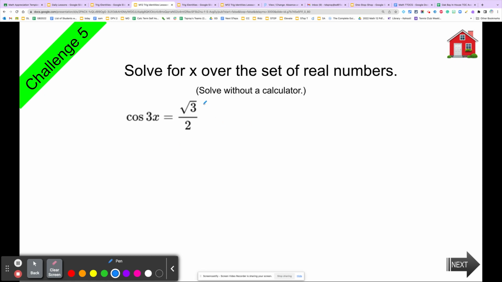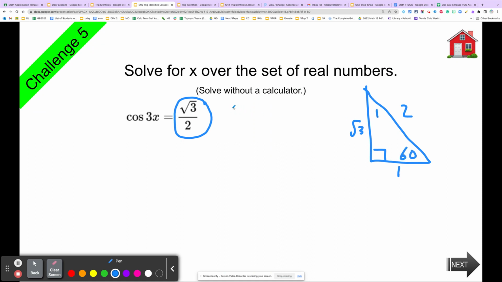Okay, first step in this problem would be to recognize that those numbers are looking pretty familiar. So I'm going to draw my special triangle, because I know that it has a root 3, a 1, and a 2. And so I know that that would be 60, and that would be 1. I know that cosine is adjacent over hypotenuse. And so that tells me, oops, that should be 30. That's telling me that 30 is the reference angle here.